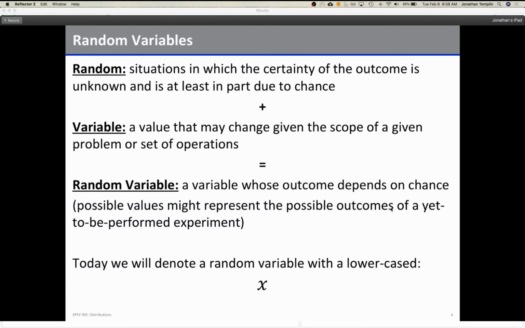Let's go with the definition. A random variable is made up of two words, random and variable. Random is defined as a situation in which the certainty of the outcome is unknown and is at least in part due to chance. And a variable is a value that may change given the scope of a problem or set of operations. So you put that together and you get a variable whose outcome depends on chance. And these possible values might represent the possible outcomes of a yet to be performed experiment. So today we're going to denote a random variable with lowercase x. That thing is going to be random.